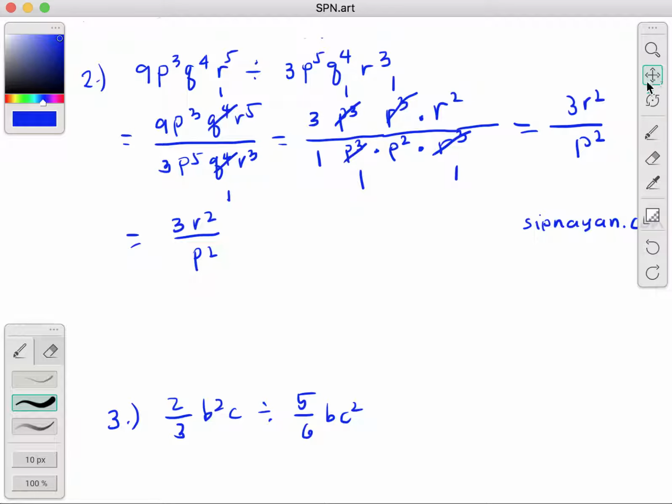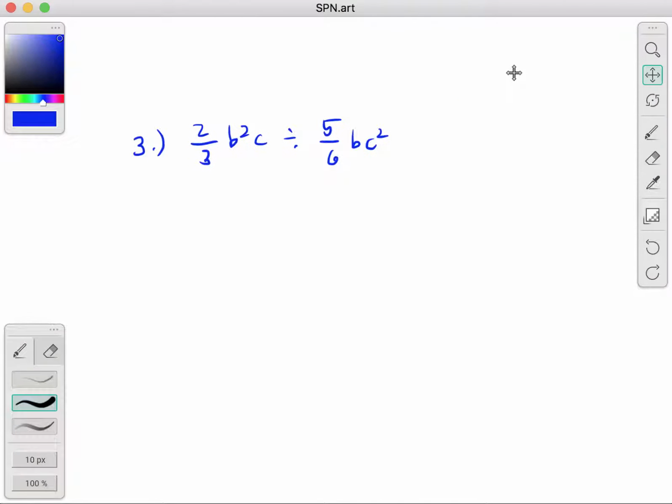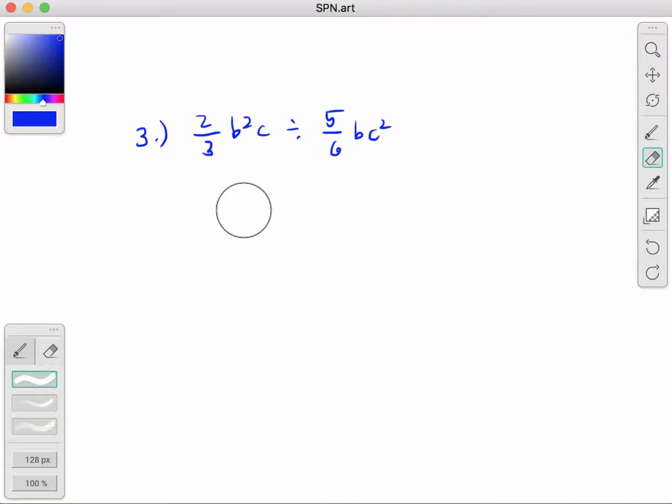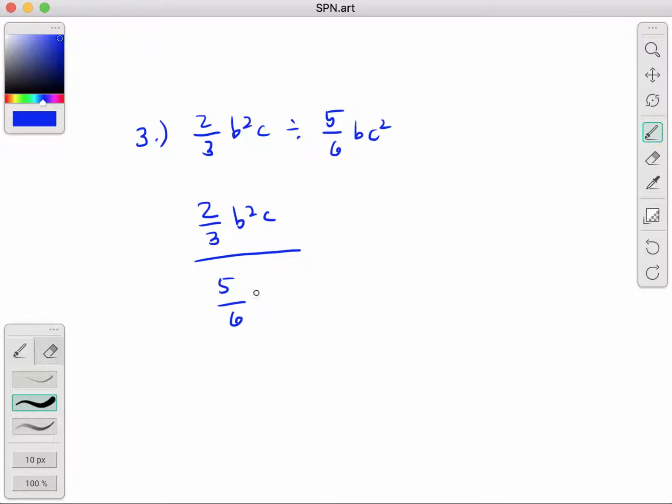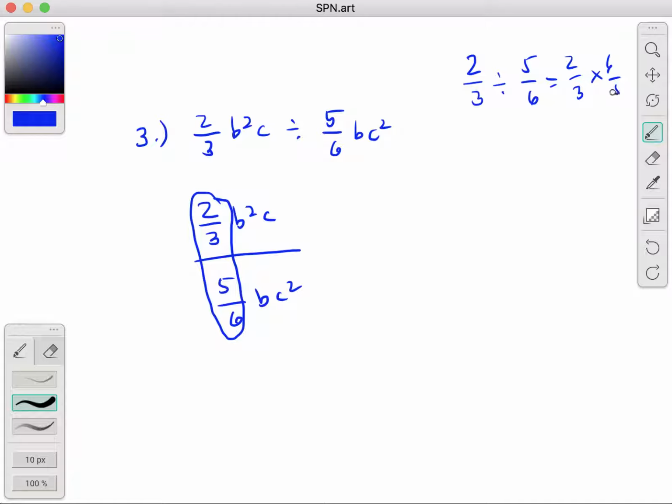Okay? So, last number, we have 2/3 b squared c divided by 5/6 bc squared. No? So, pwede natin paghiwalin yung fractions, di ba? Pwede natin yan ano ang 2/3 divided by 5/6? That's equal to 2/3 times 6/5, di ba?